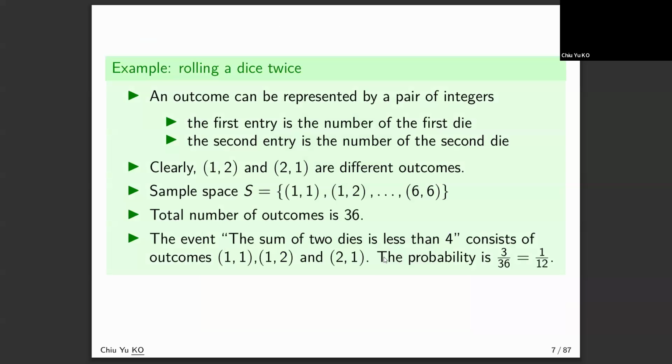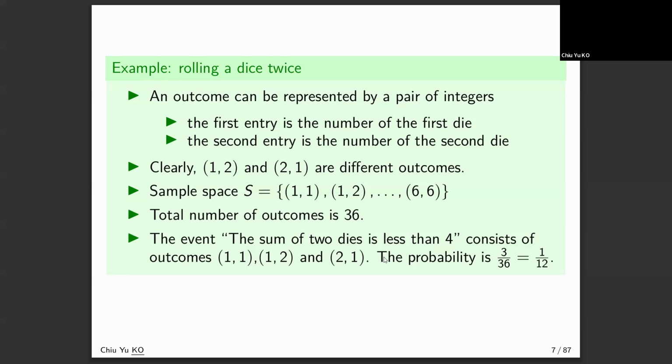Now we're getting increasingly a little bit more complicated. Suppose you roll a die twice. You roll a die, look at the number, and roll a die again, have another number. Because you roll a die sequentially, not two dice at the same time, 1, 2 and 2, 1 are different. 1, 2 means 1 and then 2, and 2, 1 means 2 and then 1, and they're different.